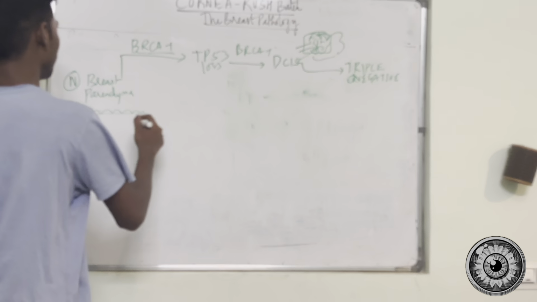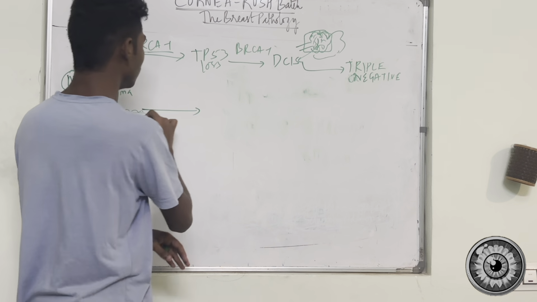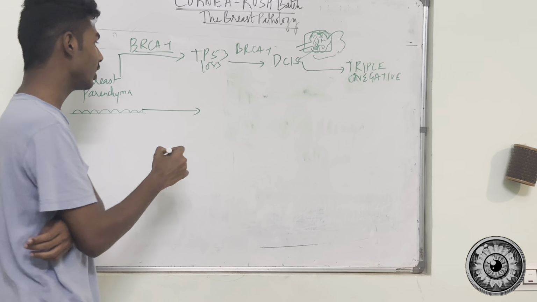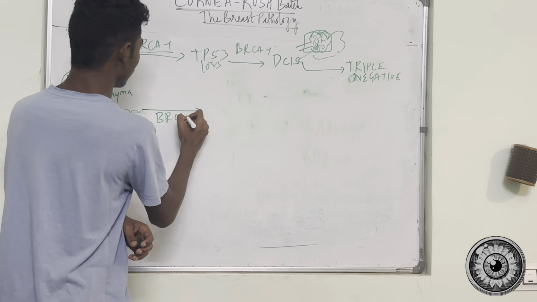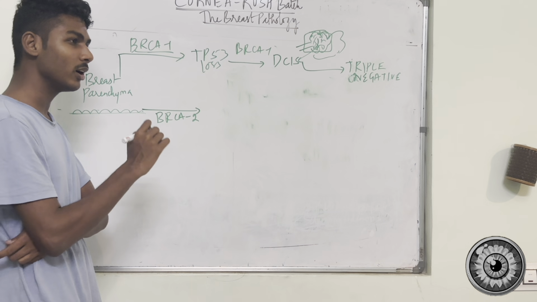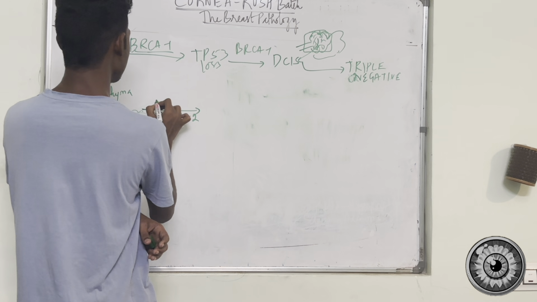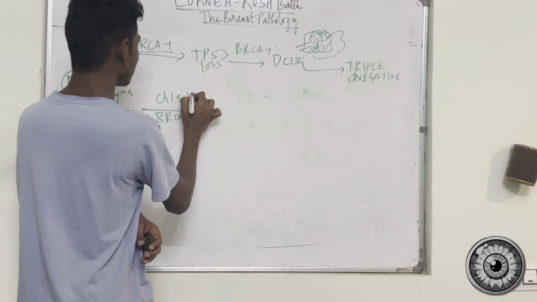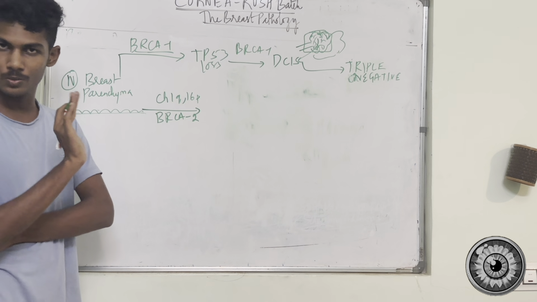Next, coming to the normal breast parenchyma. Now listen, there is a BRCA2 mutation. What type of mutation is there? BRCA2 mutation, and along with this BRCA2 mutation there is a loss of chromosome 1q and 16p. Okay, there is a loss in the chromosomes.